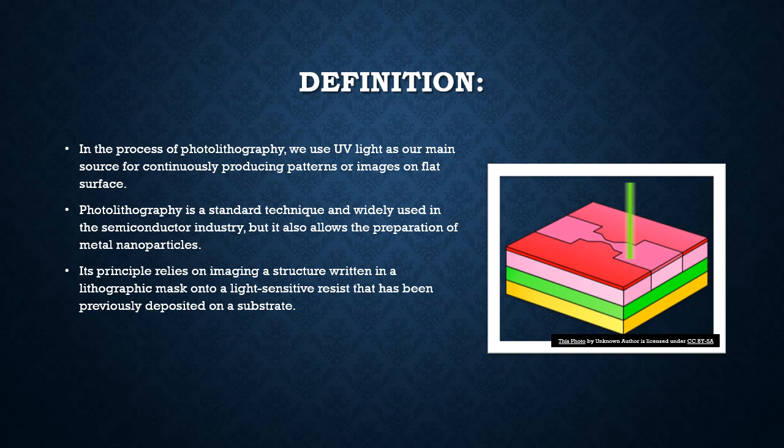It relies on the principle of imaging a structure written in a lithographic mask onto a light sensitive resist. This light sensitive resist, we will discuss it later, has been previously deposited on a substrate. Here is the actual image of the photolithography process; from this you can imagine how that process is done, and we explain this process step by step in our next slides. So let's move to our next slide.